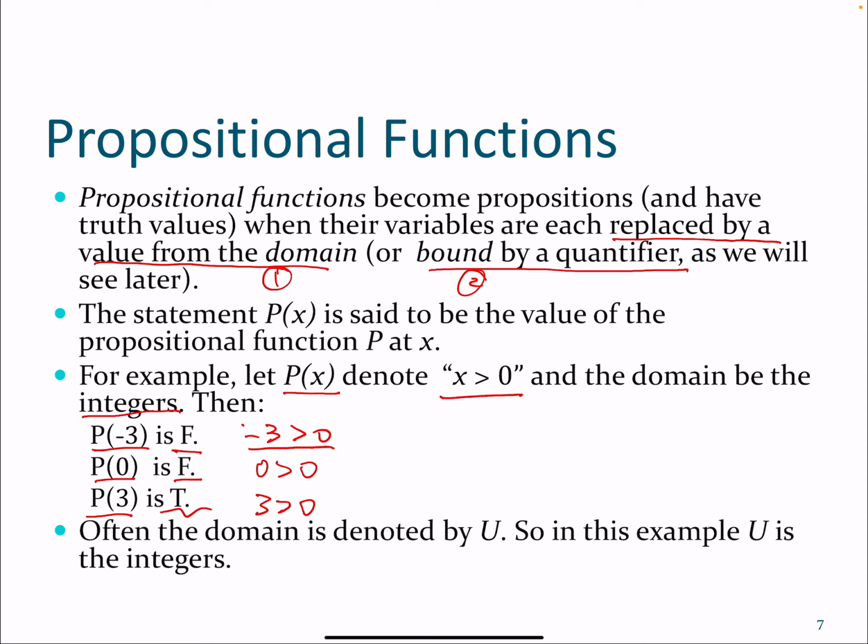Usually, the domain is denoted by the letter U. So U is usually the domain. You can think of U as coming from the universal domain, or the universe we're talking about, the universe of discussion, which is the domain. One example of the U domain is the integers. For example, in the previous example, the domain of discussion is the integers.